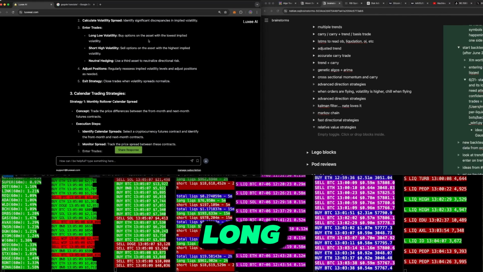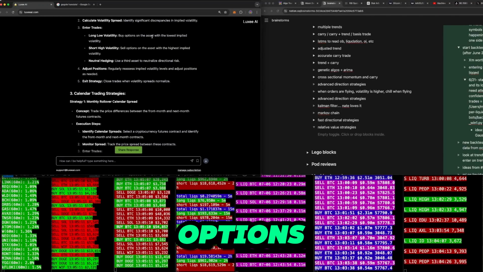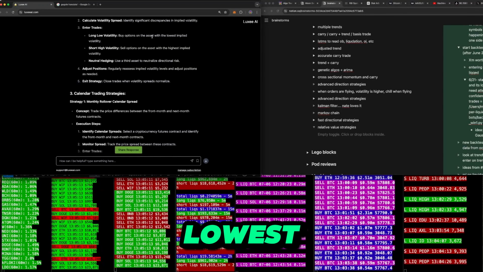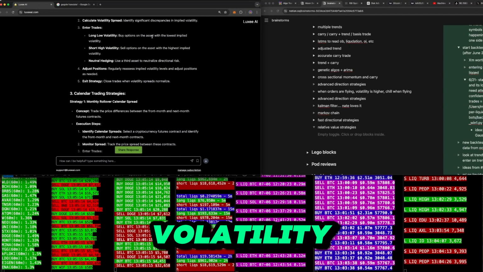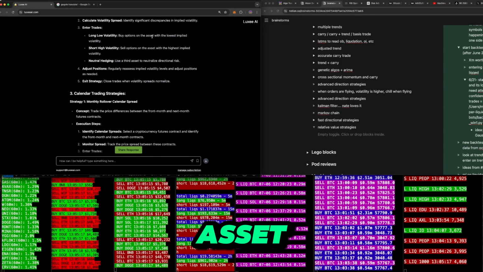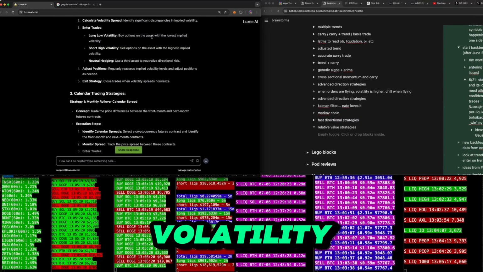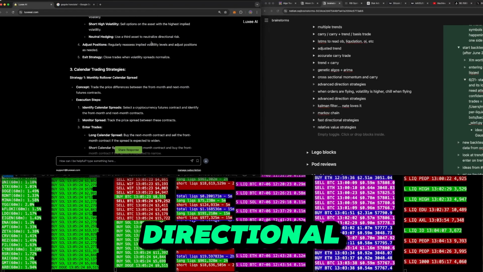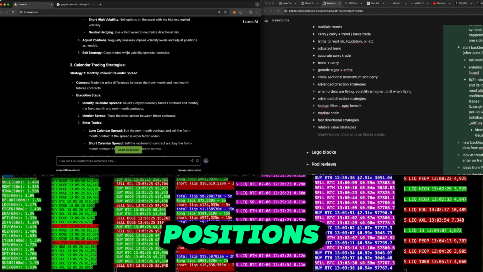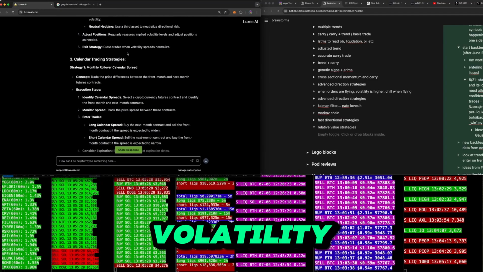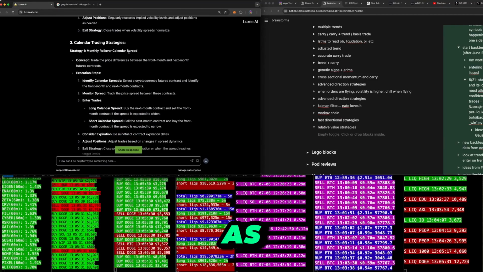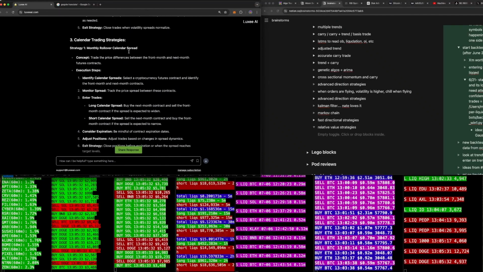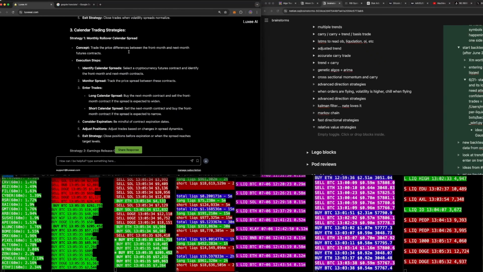Enter trades. Long low volatility: buy options on the asset with the lowest implied volatility. Short high volatility: sell options on the asset with the highest implied volatility. Neutral hedging. Use a third asset to neutralize directional risk. Adjust positions. Regularly reassess implied volatility levels and adjust positions as needed. Exit strategy. Close trades when vol spreads normalize.